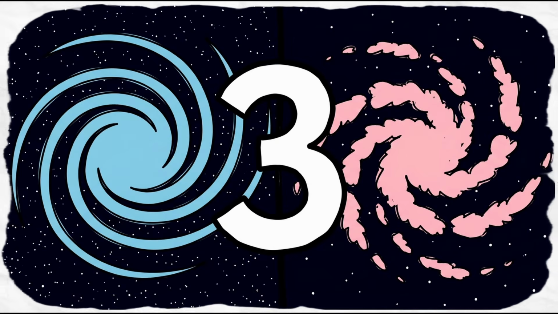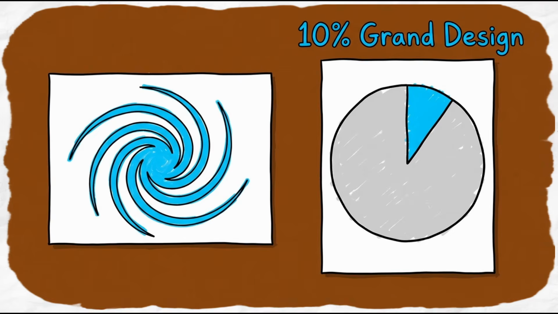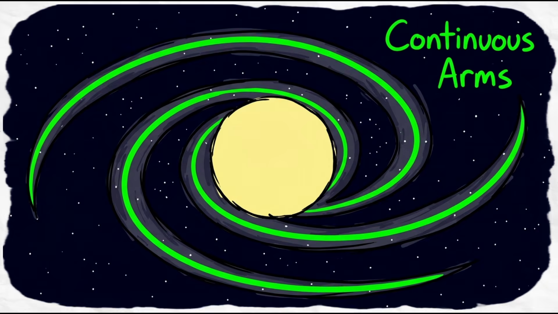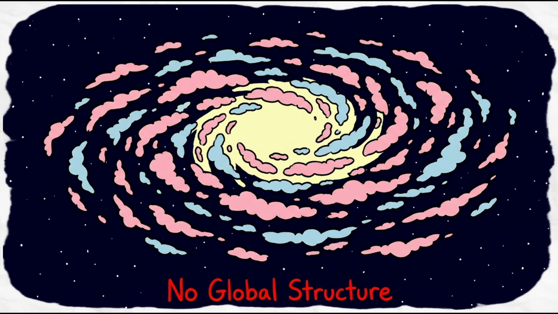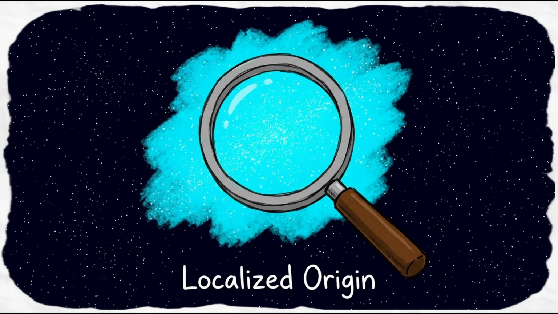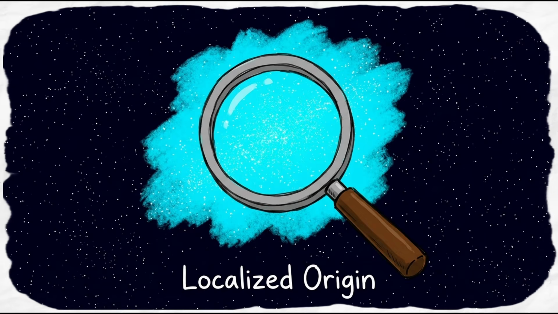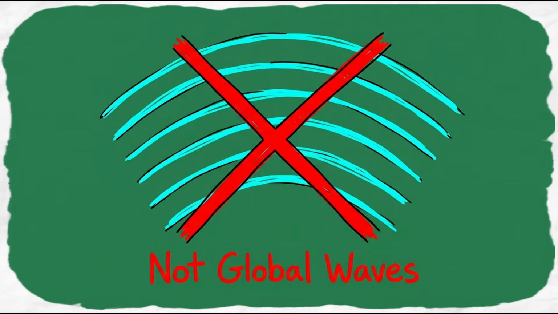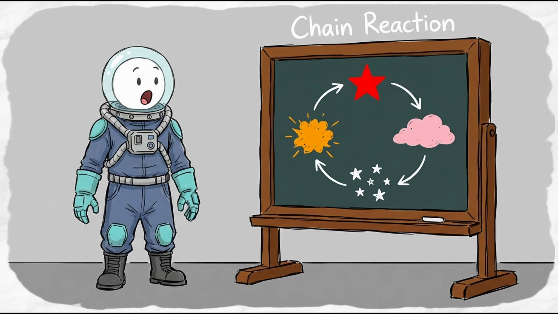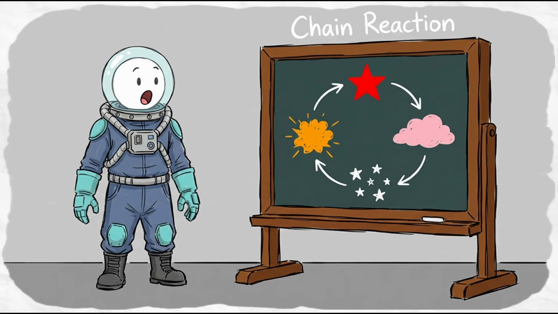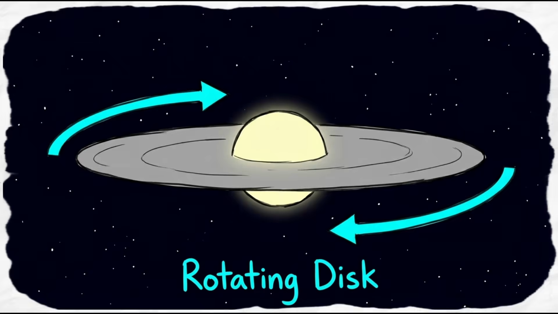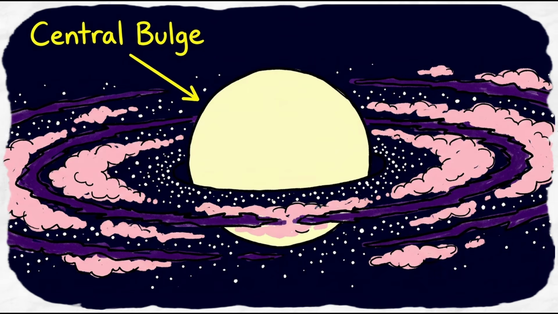3. Flocculent versus grand design spirals. Grand design spirals, comprising 10% of spiral galaxies, feature continuous, perfectly symmetrical arms. Conversely, flocculent spirals entirely lack global structure, displaying only fragmented, disconnected, star-forming segments. These flocculent patterns are generated by localized, self-propagating star formation. Instead of galaxy-wide density waves, localized supernova explosions compress neighboring gas clouds, triggering a continuous, localized chain reaction of stellar birth.